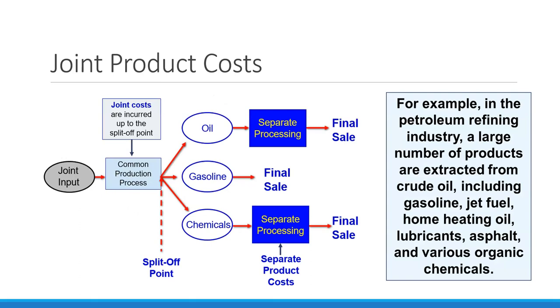So we look at the joint cost. Those are the common costs that are part of the processing to get to the next point. In this example, we have petroleum. We have a large number of products that are made from crude oil. So we start with crude oil. There's a common production process. We get to the split off point. From that split off point, we can make oil, or we can make gasoline, or we can make chemicals. The gasoline we sell, but with the oil and the chemicals, we have additional processing that needs to happen before they can be sold.